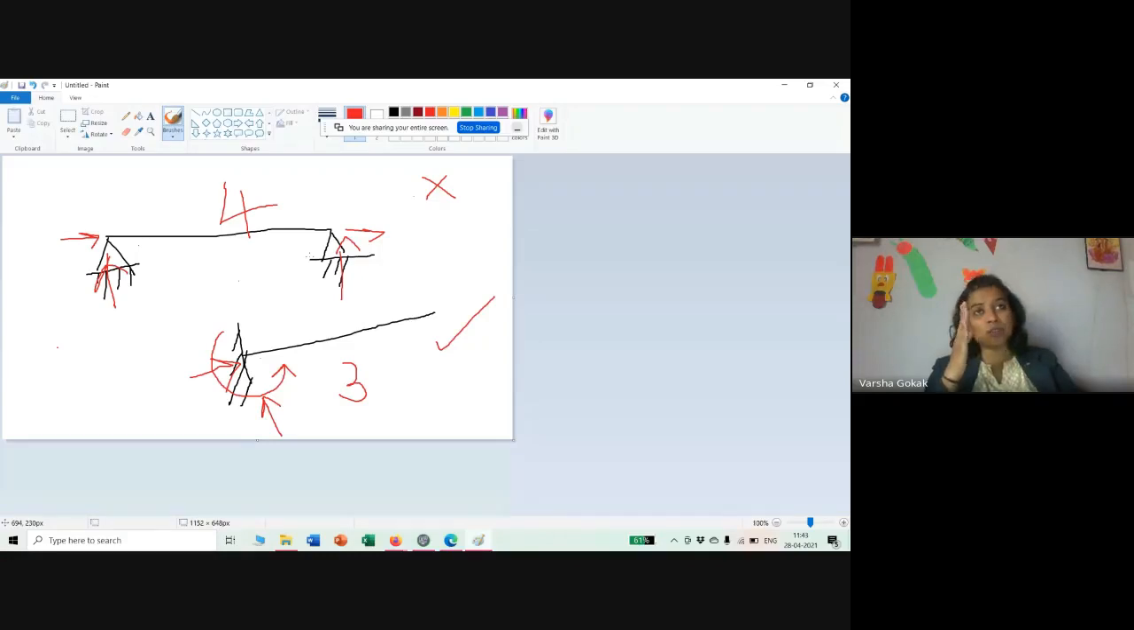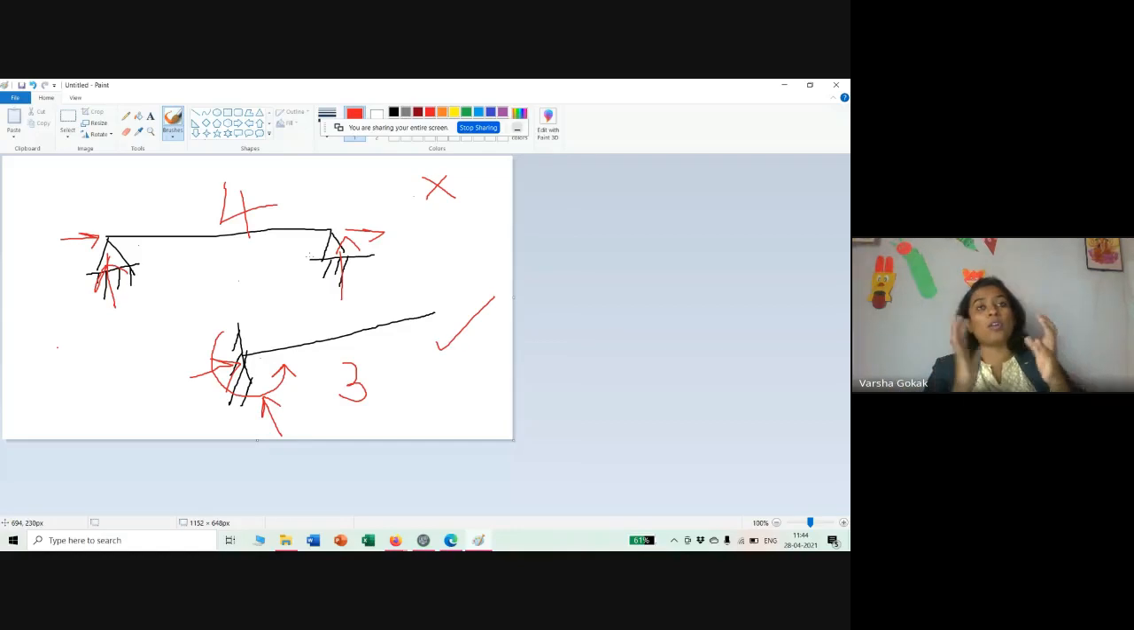So only up to 3 unknown reactions, whichever beams we have to analyze, all fall under determinate. And the moment it becomes more than 3, they all become indeterminate. That is, we are not able to solve those examples, or analyze that beam or the framed structure, using the 3 equations of equilibrium. In those cases, we'll have to go for different methodologies.